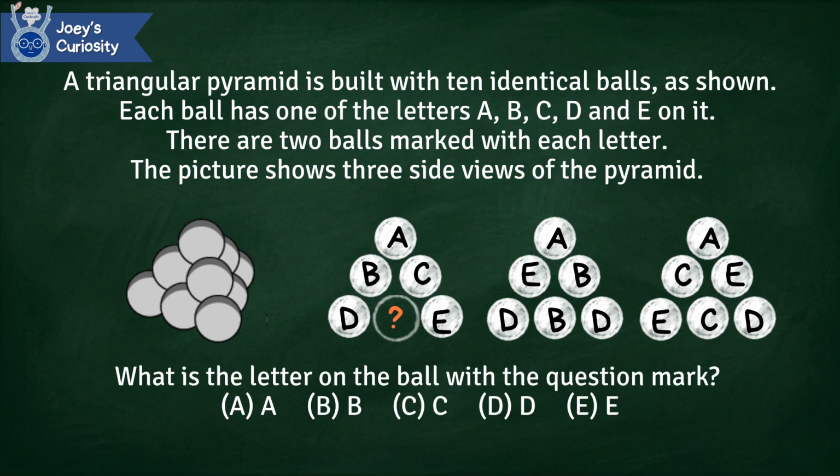This is the brief on solving 3D logic puzzles. Today we're tackling a tricky 10-ball triangular pyramid where each ball has a letter from A to E. Every letter pops up exactly twice, and we've got to find a missing letter using just 3 side views. Now, staring at 3D puzzles can feel totally overwhelming for beginners, so we're going to break it down logically, starting right with the physical structure.